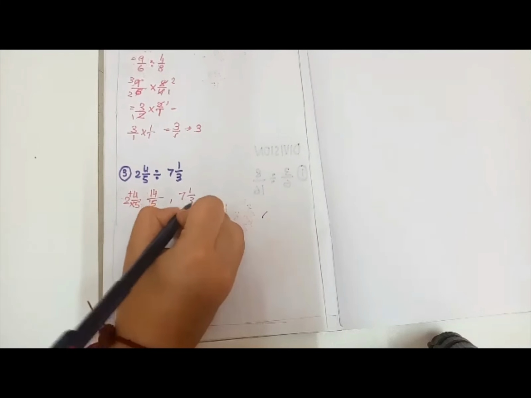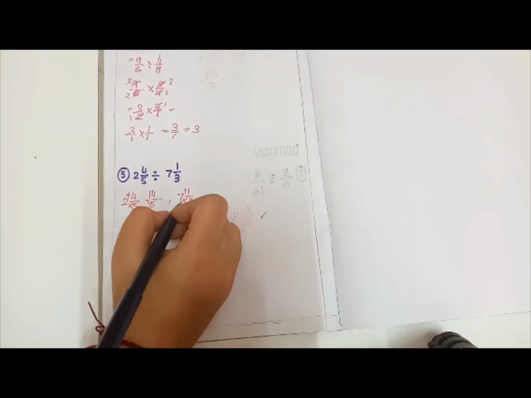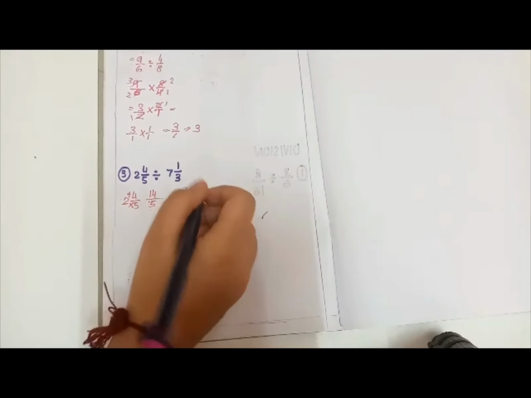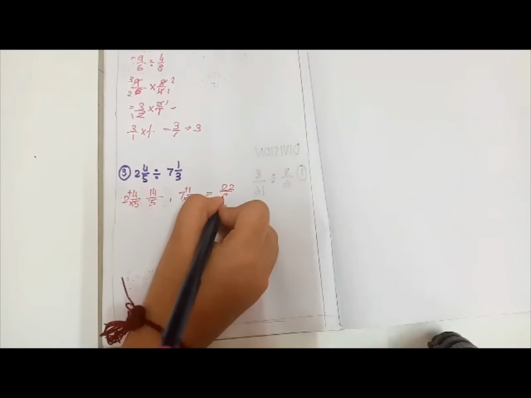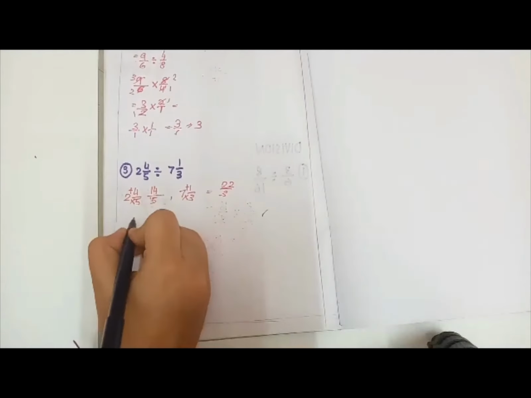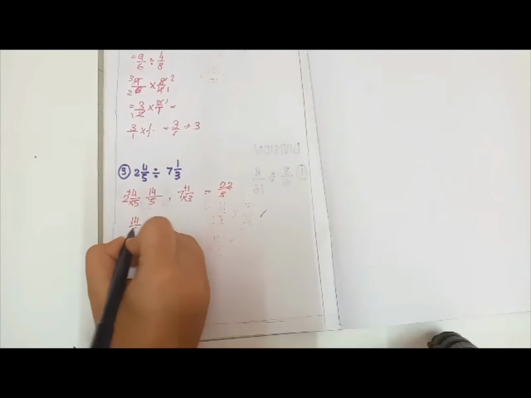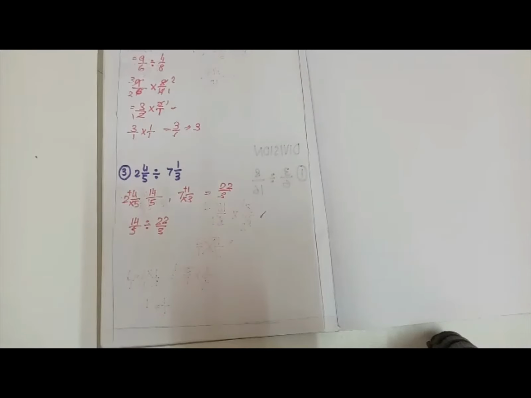7 1 by 3. 3 into 7 plus 1. 7 into 3 is 21. 21 plus 1 is 22. So 22 by 3. So now we got it into improper fractions. Now rewrite it. 14 by 5 divided by 22 by 3. So as I said, we cannot divide fractions as it is.